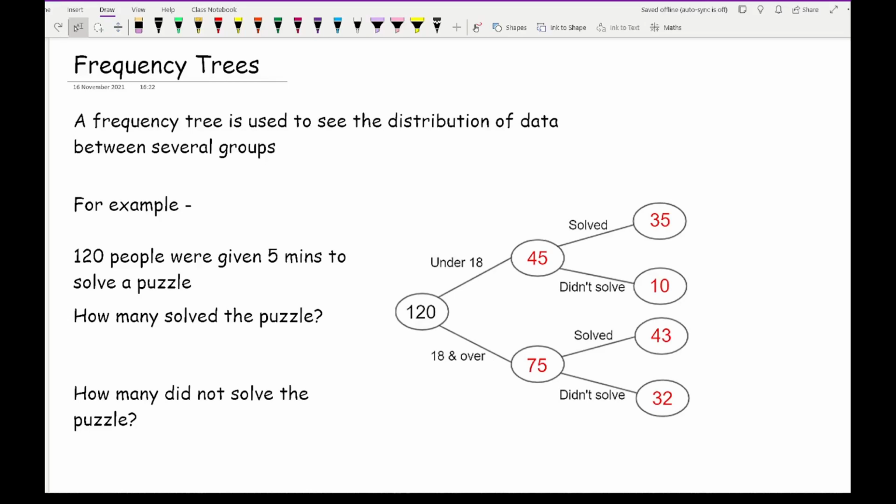So for example here, what we've got is 120 people were given 5 minutes to solve a puzzle. And as you can see from the diagram, we've got a total of 120. Of these 120, 45 are under 18 and 75 are over 18.